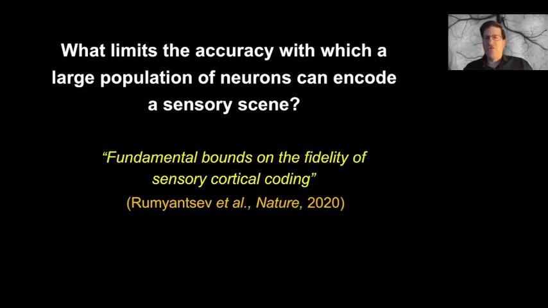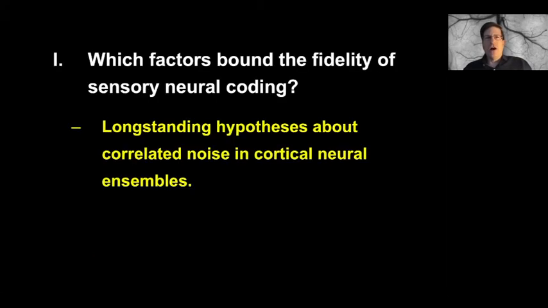And today I'm going to try to illustrate this with a talk that focuses on a specific question, namely what limits the accuracy with which a large population of cells in the brain can encode a sensory scene. And the bulk of this was published earlier this year, a few months ago. I'm going to be focusing our discussion on the primary visual cortical circuits. And the talk is divided into 4 parts.